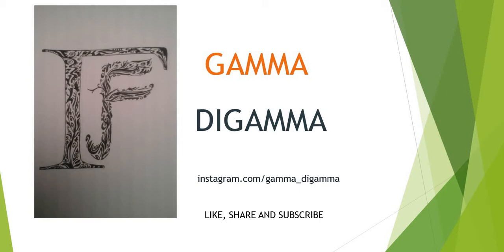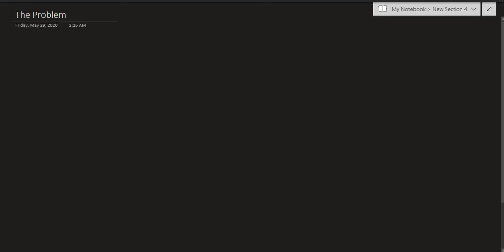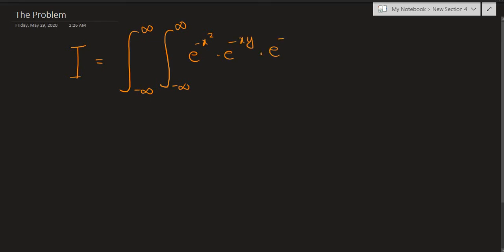And today I have a nice fun double integral for you guys. So let's get started with it. So we have an integral, let's call it I. And as I said, it's a double integral. So the outside integral is going from negative infinity to infinity, and then the inside integral going from negative infinity to infinity again. And we have e raised to negative x squared times e raised to negative xy times e raised to negative 2y squared, and we have a dx dy here.